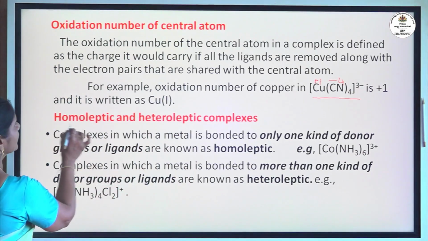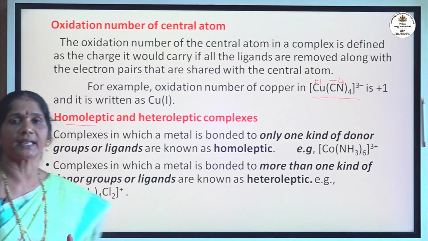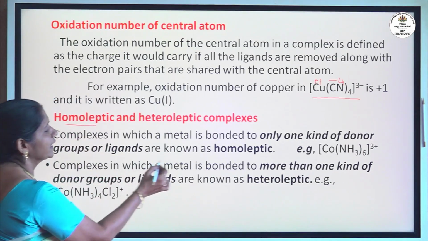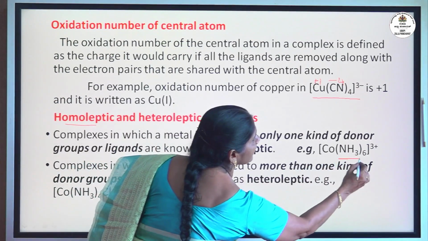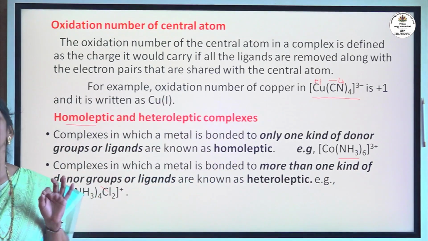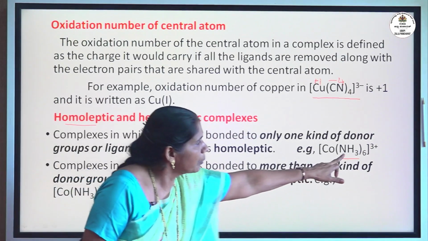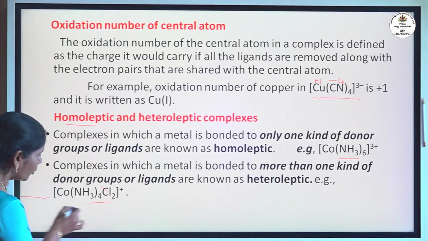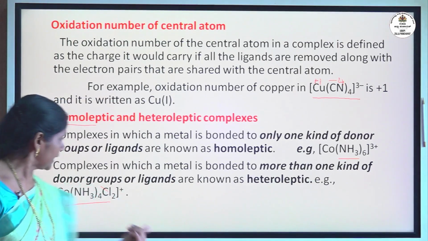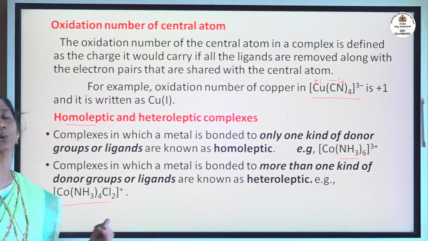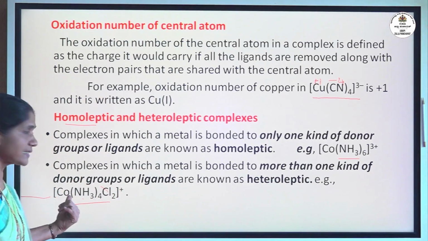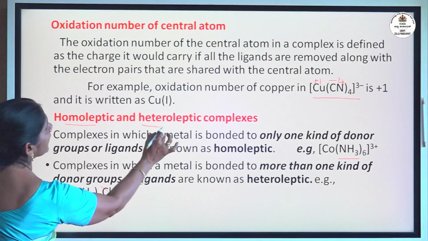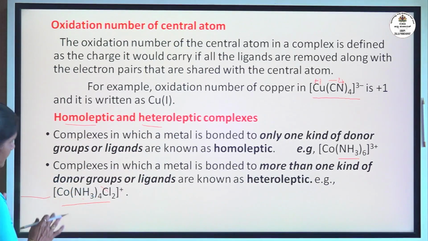Now what is very important is homoleptic and heteroleptic complexes. Homoleptic complexes are the ones which contain a single kind of the same type of ligand. So only ammonia is the ligand, only one kind of ligand is present. And if you have more than one type of ligand, like here ammonia, amine and chlorido, both are the ligands, and in such cases they are called heteroleptic complexes. So homoleptic and heteroleptic complexes.